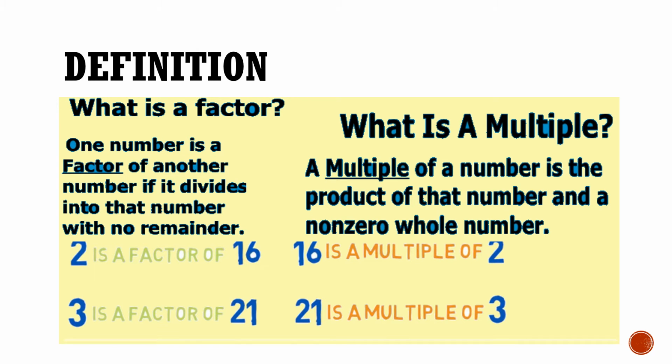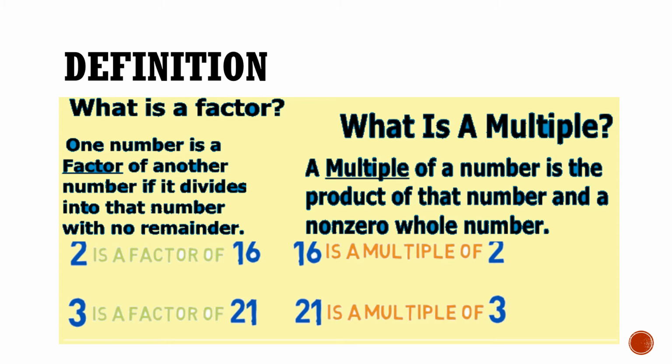Now the definition of factors and multiples. One number is a factor of another if it divides that number with no remainder. Now see, you are finding the factors of 16. So if you divide 16 by 2, the remainder should be 0. Now if you divide 16 by 2, 2 8s are 16, so you get the remainder 0.